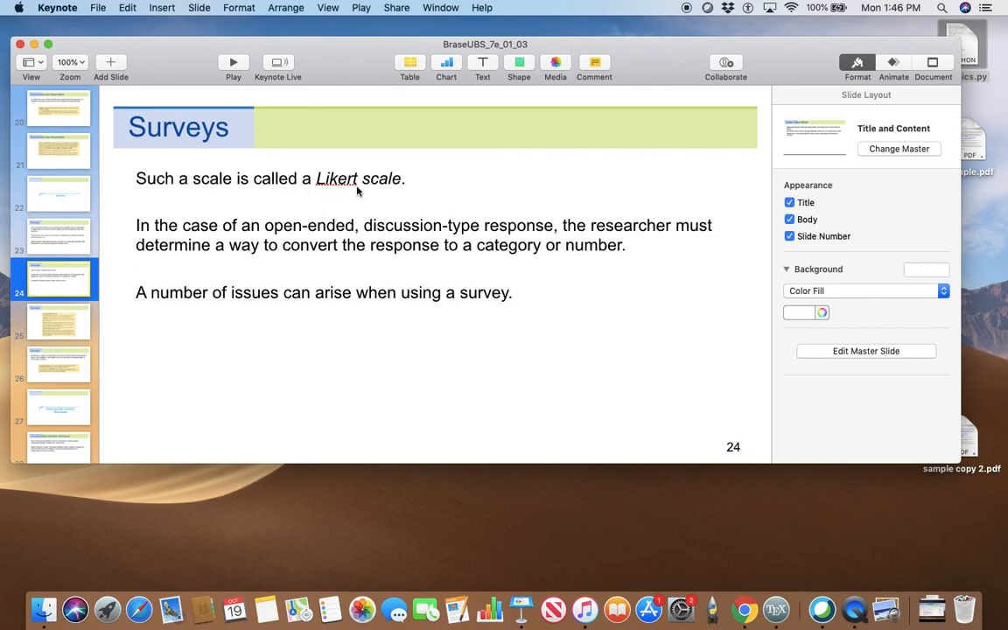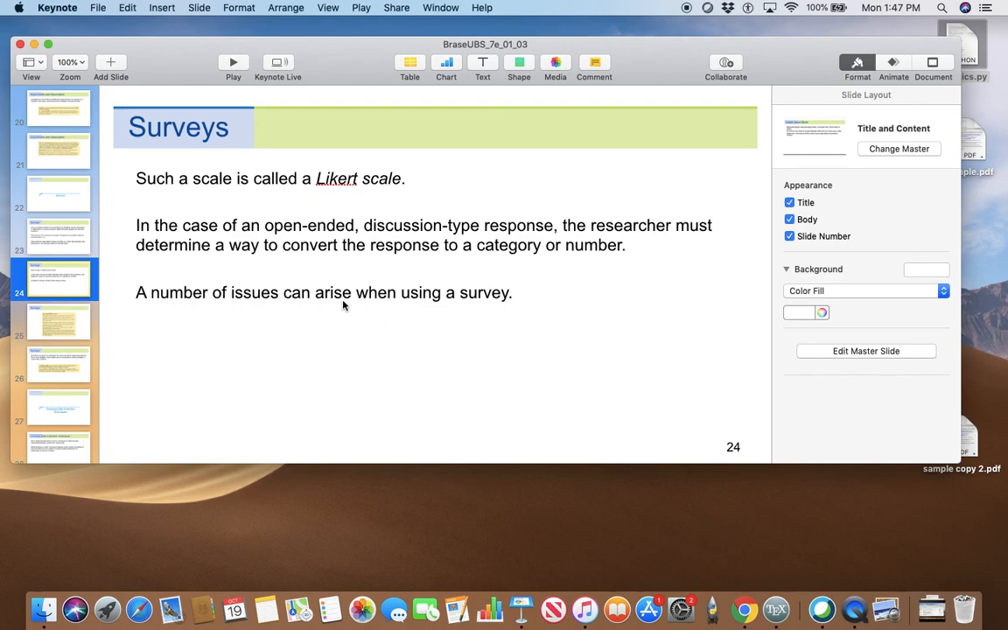Such a scale is called a Likert scale. In the case of an open-ended discussion type response, the researcher must determine a way to convert the response to a category or number. Sometimes a survey is a whole bunch of sentences: say in a few words, the conditions of your workplace. Well, say I am conducting this survey and you give me a long paragraph. From that long paragraph, I must be able to assign a number or a category.